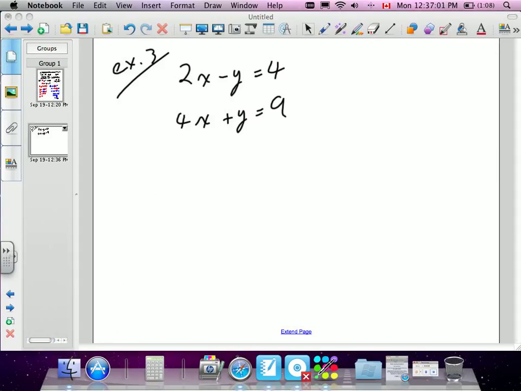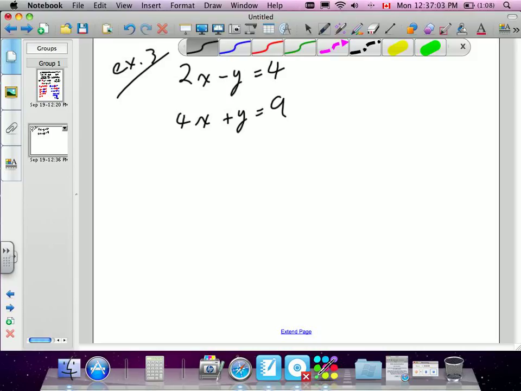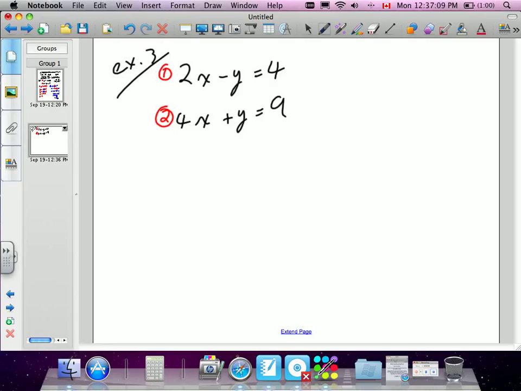Okay, we're doing example 3 from your textbook. Again, I have equation 1 and equation 2. I need to set one of the equations equal to a variable. So I'm going to look around. I can tell you from experience that it's going to be easiest if I deal with equation 2 and set it equal to y.